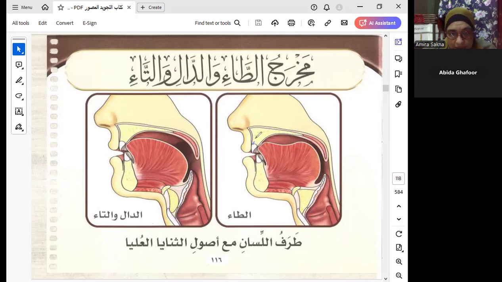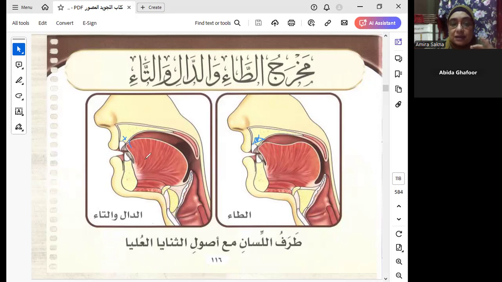If you take an X-ray, the root of the tongue will be here in this area. So the tip of the tongue with the root of the alveolar ridge where we have the root of the upper central incisor, or with the alveolar ridge behind the upper central incisor. Ta, it is like this. Dal and ta, also the same. So tip of the tongue with the alveolar ridge behind the upper central incisor, or with the alveolar ridge where we have the root of the upper central incisor.